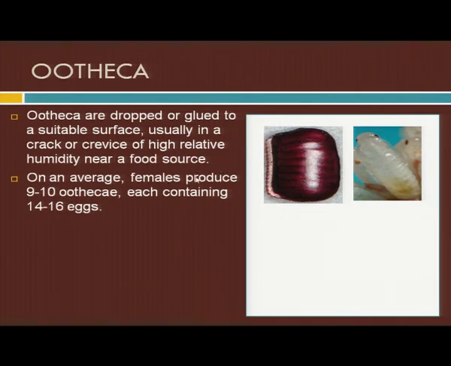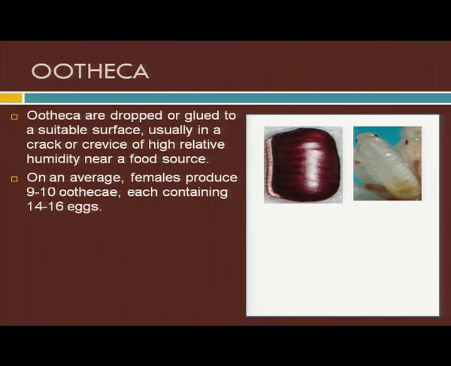On an average, females produce 9 to 10 ootheca, and each contains about 14 to 16 eggs. So, what is ootheca? Ootheca is actually a structure comprising of eggs. One ootheca may contain up to 14 to 16 eggs, and on an average a female will produce about 9 to 10 ootheca, which is dropped onto a suitable surface where there is abundant supply of food for the young ones. When they hatch, they get a suitable environment plus food supply.